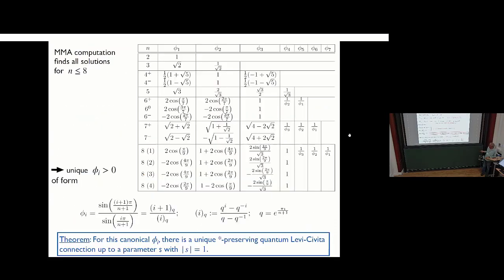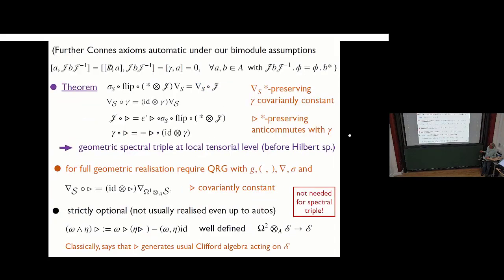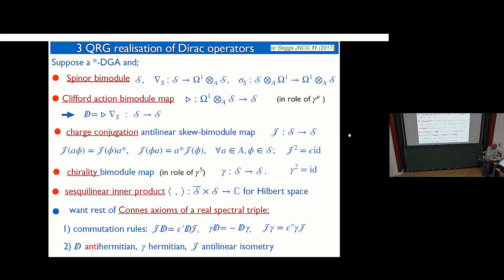Okay. So thank you. Now I want to go to the question which is of interest to people who come from Alain Connes' school. So suppose that we have a star differential graded algebra. I don't just want to write down a spectral triple. I mean, Connes has already done that, so there's no point doing that. I want to build one using quantum Riemannian geometry. So I want to have an actual spinor bundle. So I want to have a bimodule with a bimodule connection.